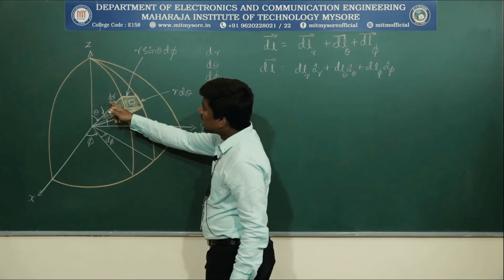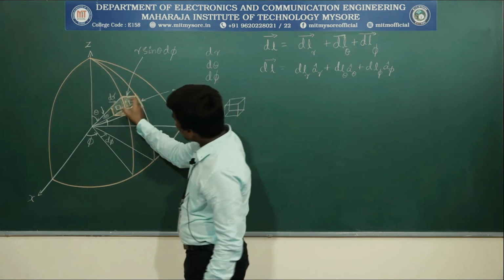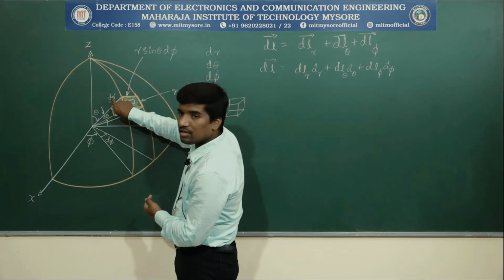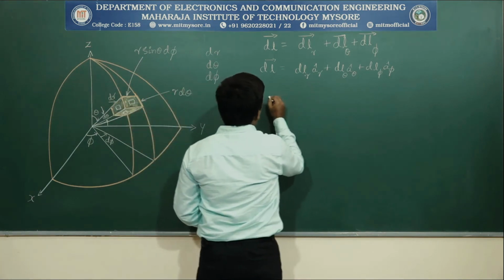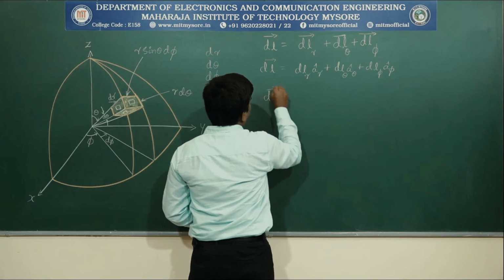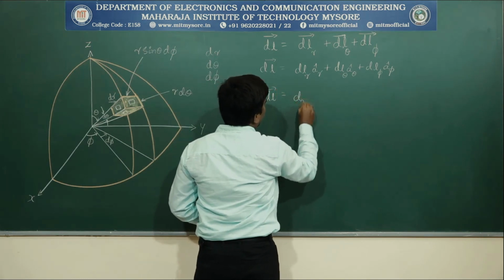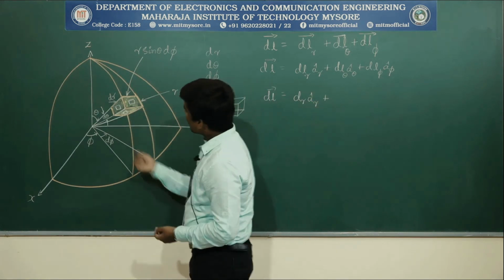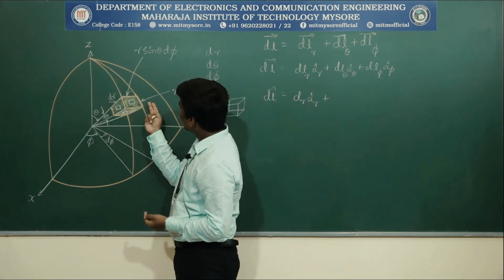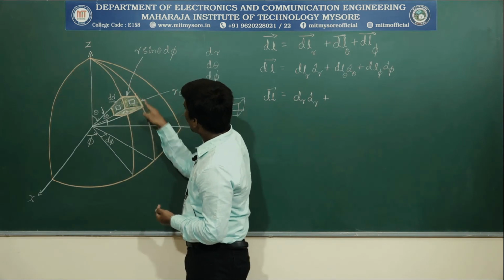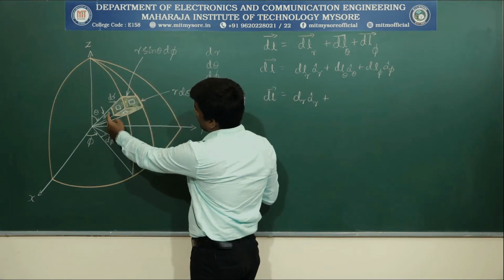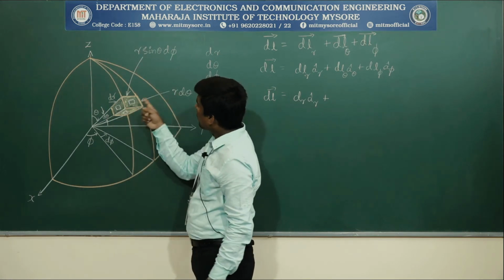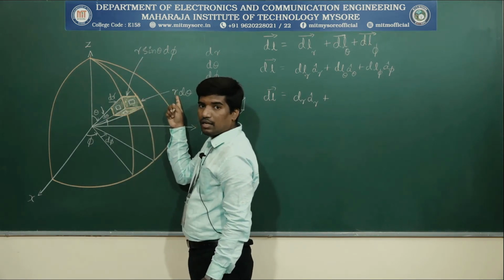That is dr. The small radial distance which is considered here is dr. Therefore this quantity can be represented as dr into a cap r plus, what is the differential length along this one with respect to theta? Differential theta is r into d theta. Why do we need to consider r into d theta?